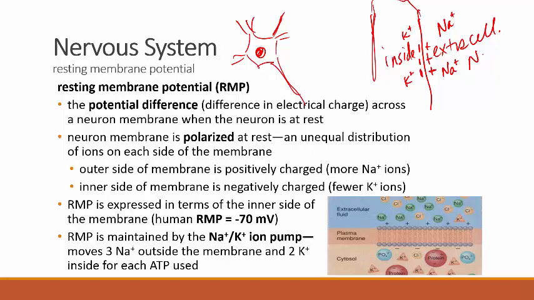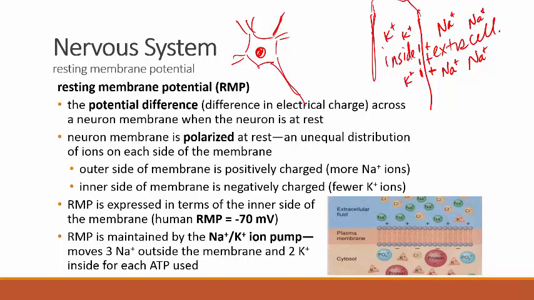So if sodium has a positive charge and potassium has a positive charge, how could it be that the inside is negative? Well, this is a relative negativity. It is less positive inside than it is outside. And because of this less positive characteristic, we think about the inside in relation to the outside as being negative, in relation to the outside being positive.